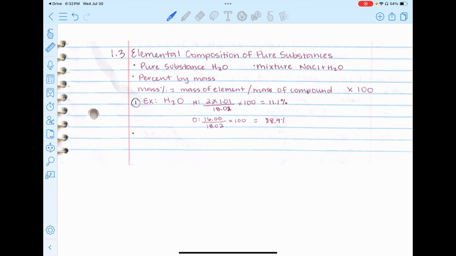So the first thing I want to go through with you, a pure substance, if you don't recall, is going to be an element or a compound. A compound consists of 2 or more elements that are chemically bonded to one another, such as H2O, water. Notice those aren't written together, they're bonded. A mixture involves a combination of 2 or more different compounds. So for example, sodium chloride and water.